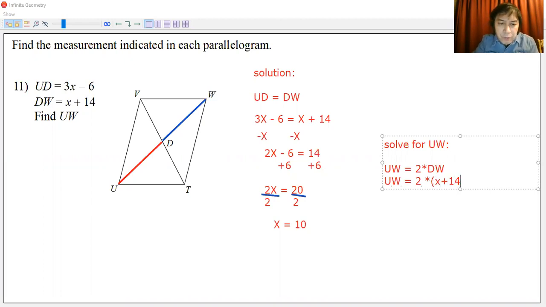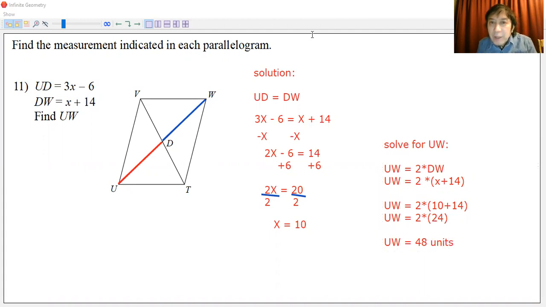So we shall continue with UW. This is equal to 2 times our x, which is 10, plus the 14. We continue: UW is equal to 2 times the quantity 24, and we have 48. UW is equal to 48 units. That's the answer.